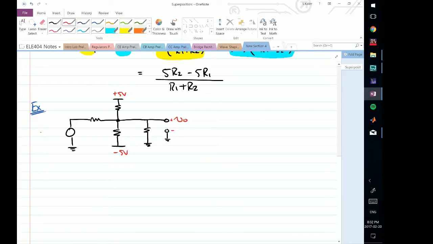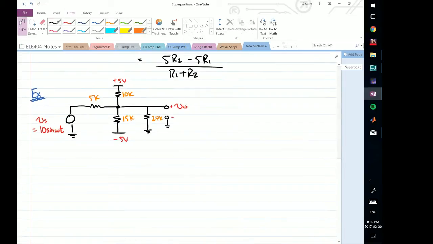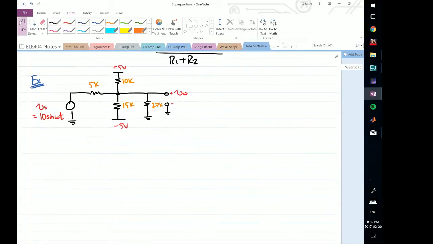This here is going to be Vs, and it's going to equal 10 sine omega t. Now the frequency isn't important, so we're leaving it as omega. This is going to be a 5K resistor, this here is a 10K resistor, this is 15K, and this is 27K. Okay, so how do I deal with this type of circuit?